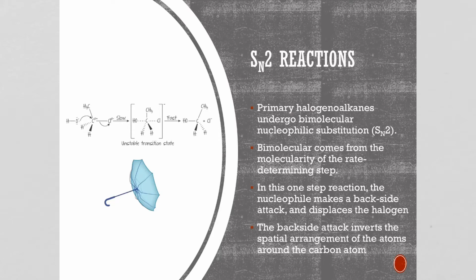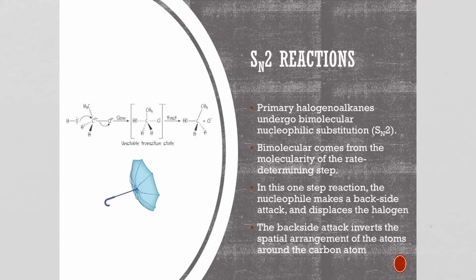So bimolecular comes from the molecularity of the rate determining step. And what that means is in this rate determining step in the transition state, we actually form an unstable transition state where the nucleophile is partially bonded, but the halogen hasn't quite left yet. So this first part is slow, and then there's a fast reaction after that.